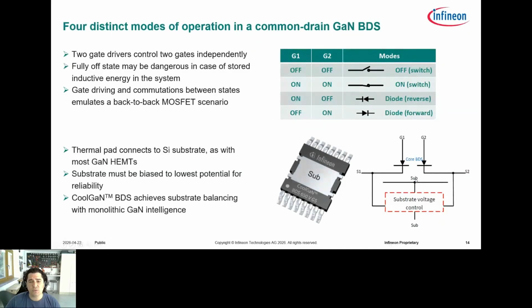So if we need to connect the substrate to the lowest potential, for reliability reasons mostly, then we need an active circuit to constantly be checking which of these two sources is lower and then biasing the substrate. So at Infineon, we have a very advanced proprietary structure to do this monolithically on the GaN chip. So when you buy this GaN BDS, you see one package. If you look inside, you'll see one chip, but inside that chip is a substrate biasing circuit that will connect the silicon substrate to the lower potential for reliability reasons, so you don't have to worry about it at all.